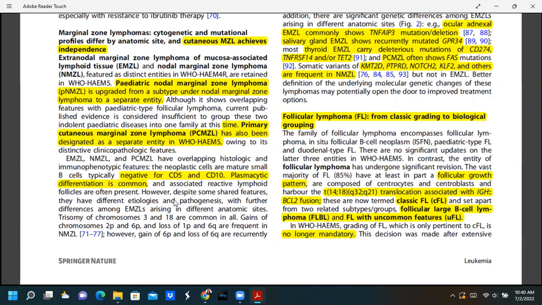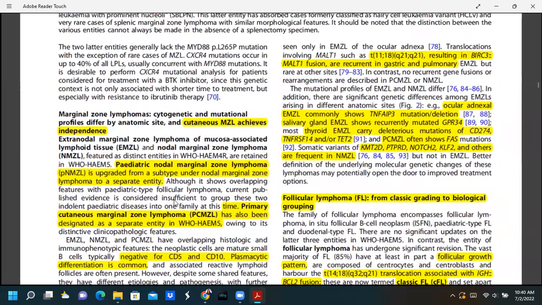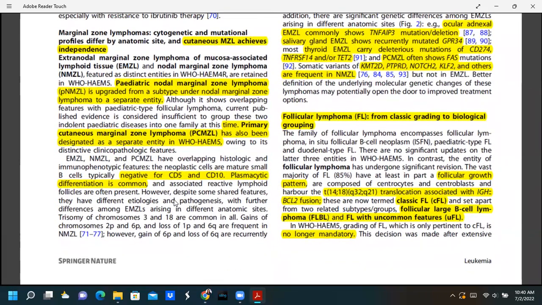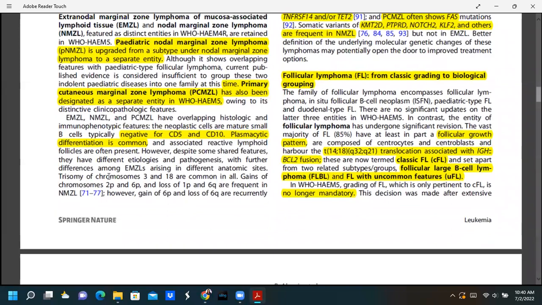All of these have overlapping histological and immunophenotypic features, which is negative for CD5 and CD10, and they have plasmacytic differentiation. Then the cytogenetic and mutational profiles differ by anatomic site. Trisomy 3 and 18 are present in all marginal zone lymphomas. For the nodal ones, they have gain of chromosome 2p and 6p, and there is loss of 1p and 6q in the nodal marginal zone lymphoma.